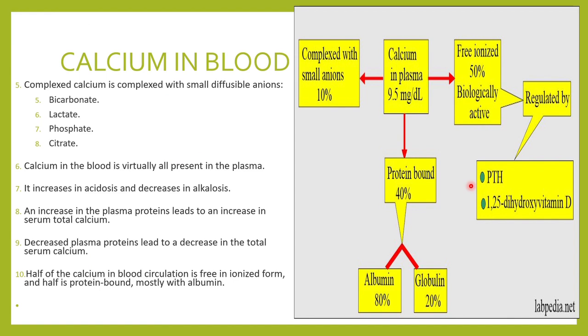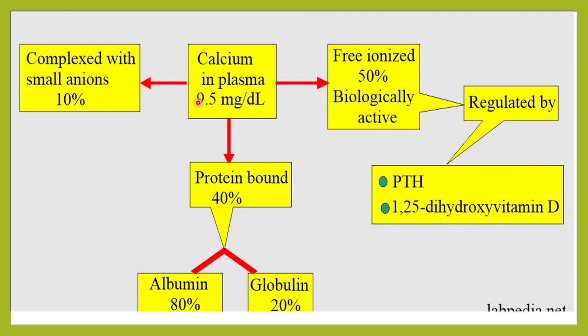When we talk about calcium in the blood, the normal range would be anything from 8.5 to 10.5, out of which 10% would be bound to the anions and 40% would be protein bound. It could be albumin and globulin, and 80% of that is bound to albumin. The remaining 50% is the free or ionized calcium. Hence the ionized calcium range would be between 2.5 and 5.6 milligram per deciliter, so it would be almost half.